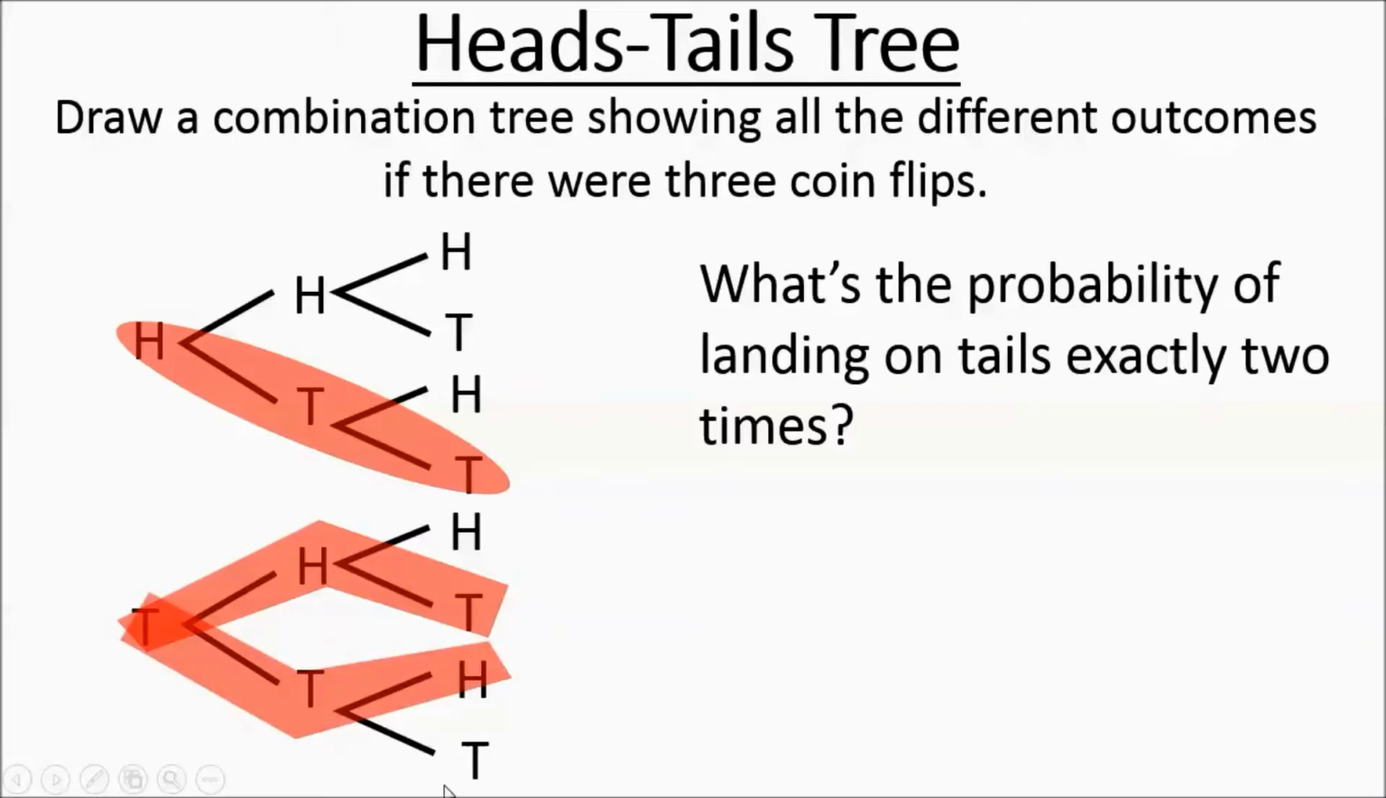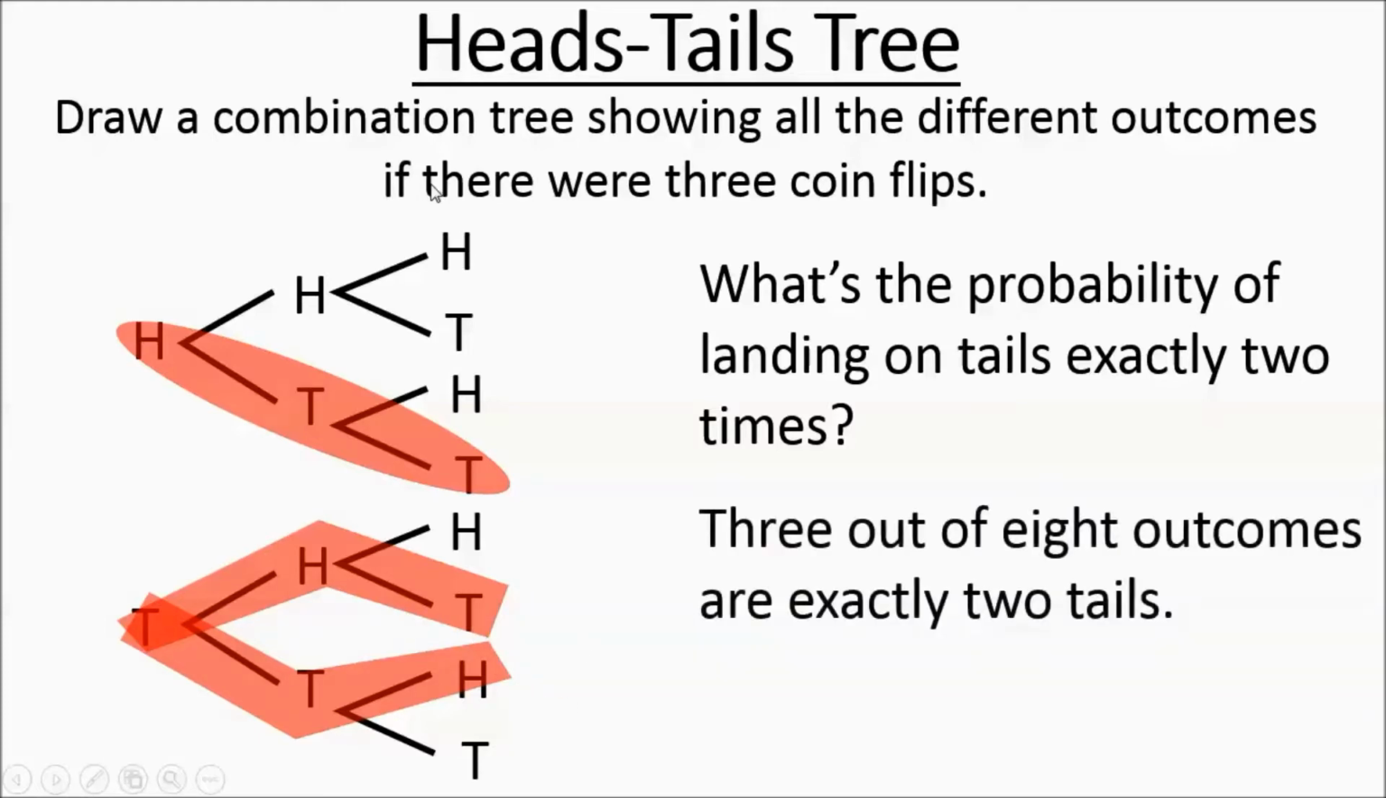Now some kids might go, oh, I see two tails in here, but that would be three tails, and they want exactly two tails. If they had said at least two tails, then this one would have worked. So there's three paths out of the eight that lead you with exactly two tails. 3/8, if they wanted a percentage, that would be 37.5%. You have a 37.5% chance of getting exactly two tails out of three flips, or 3 out of 8 chance.